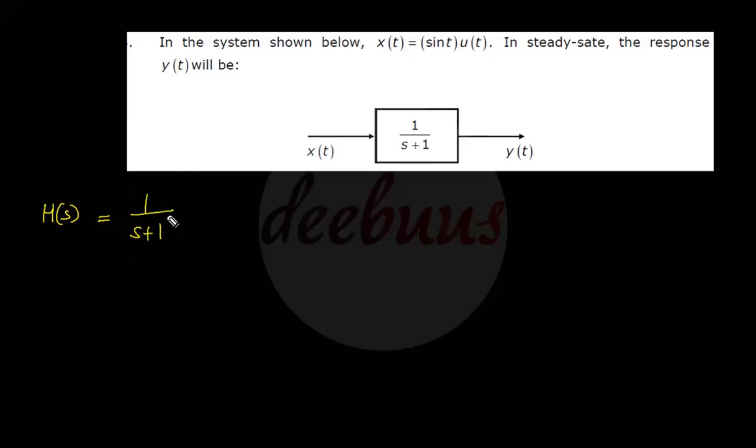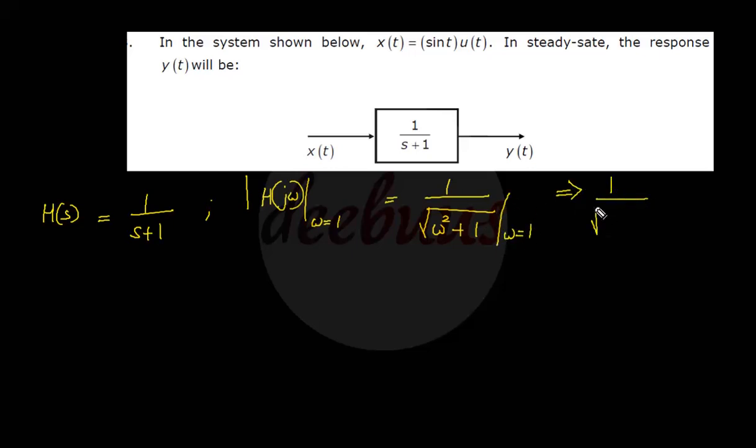The transfer function of the system is given as 1 by s plus 1, and the magnitude response is the magnitude of H of j omega. Here the input frequency is omega equal to 1, because sin omega t u of t compared with sin t u of t gives omega equal to 1. First we evaluate the magnitude response. Substituting s equal to j omega, we get 1 by root of omega square plus 1. At omega equal to 1, this is 1 by square root of 1 plus 1, that is 1 by root 2, the magnitude value.